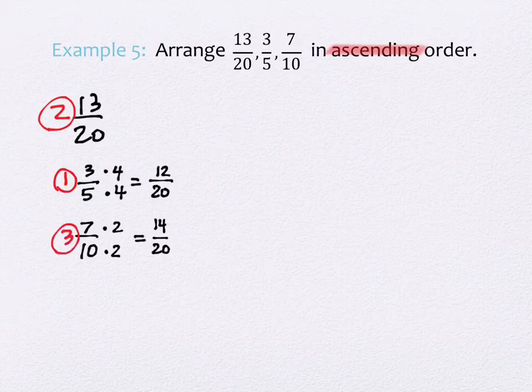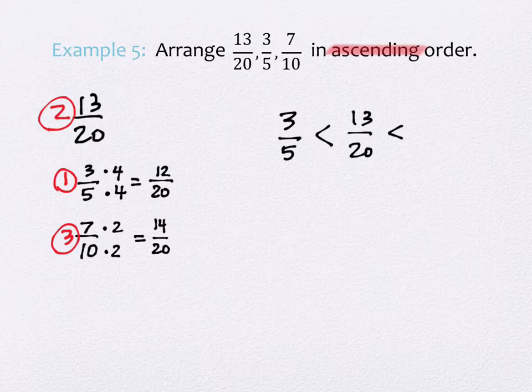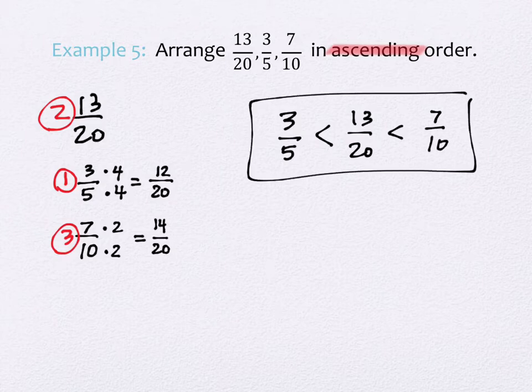We're going to write them in order, but we want to write them in order using the original notations, not the 12 over 20 and the 14 over 20. So instead of writing 12 over 20, we'll start with 3/5. You can put a comma if you'd like. I'm actually going to use less than symbols to remind myself that I'm going in ascending order. The second one was the 13 over 20, and the last one is the 7 over 10. Any questions?